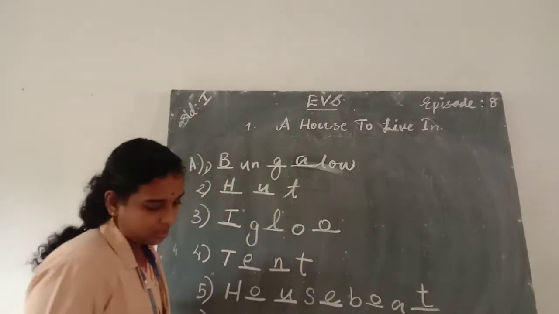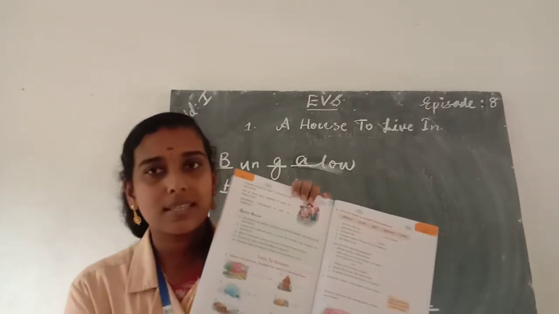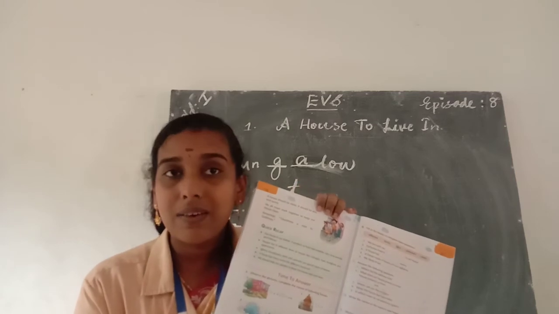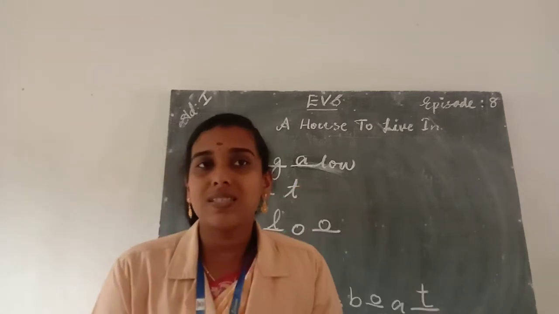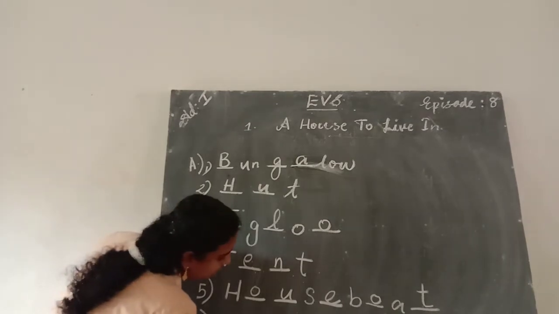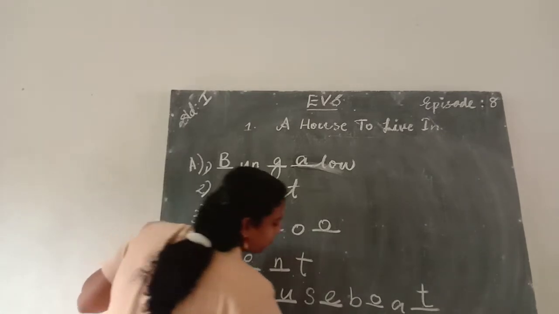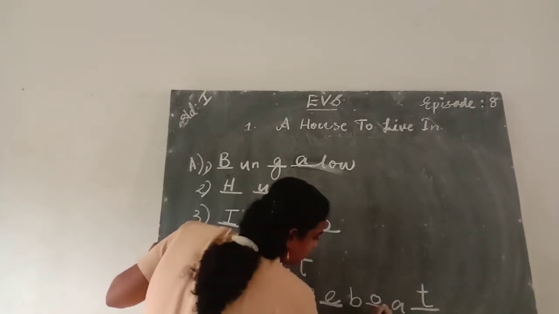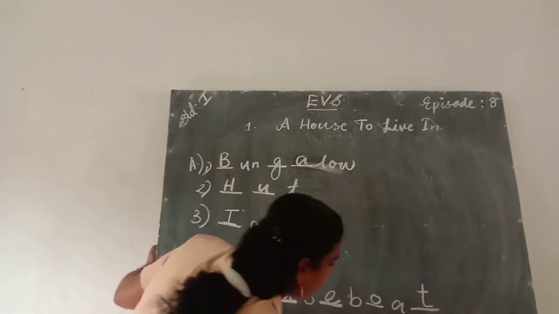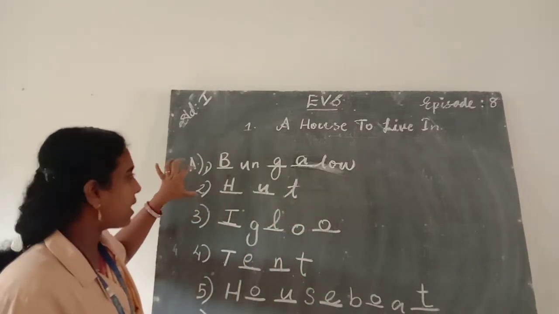N. Okay, so the picture is given. Which type of house is this? This is a caravan, a house with wheels. Okay, spelling C-A-R-A caravan, V-A-N caravan. Okay, so these are the types of houses given in exercise A.